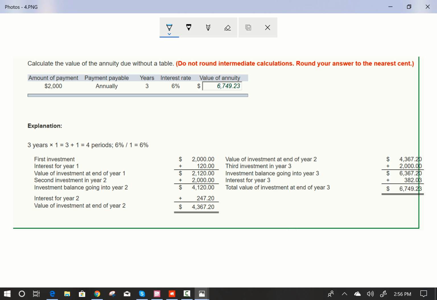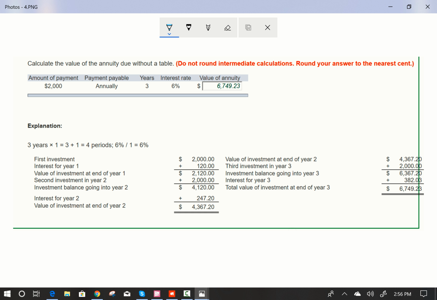And then immediately we're going to invest another $2,000 at the beginning of next year. Add those two together and find the interest on $4,120 at 6%, which gives us $247.20. Add those two together. So the value of our investment at the end of year 2 is $4,367.20.